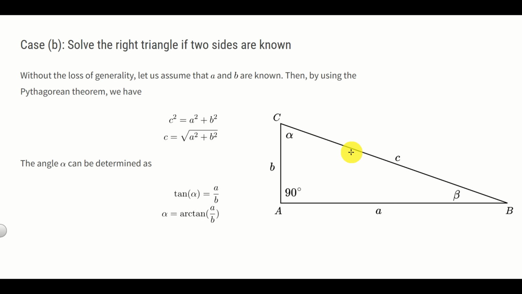On the other hand, the angle alpha can be determined by observing that tan alpha is A over B. From this equation, it follows that alpha is arctan, or the inverse tan function, of A over B. And that's it. The angle beta is of course determined by the very well-known formula. That is, beta will be simply 90 minus alpha.